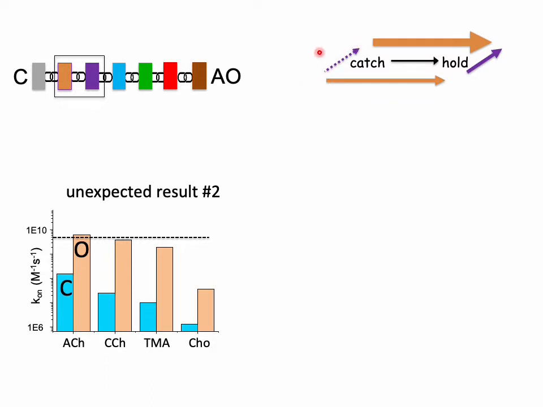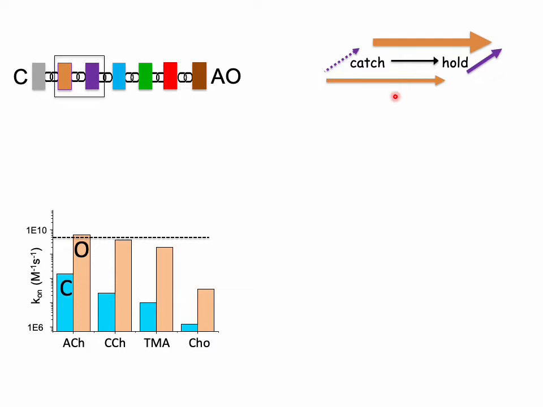That's given by this dashed line. The thickness of the lines here represents the equilibrium constant for the process. So the fact that you have a very thin line before catch and a reasonably thick line after catch means that catch promotes hold. That's what this arrow means.